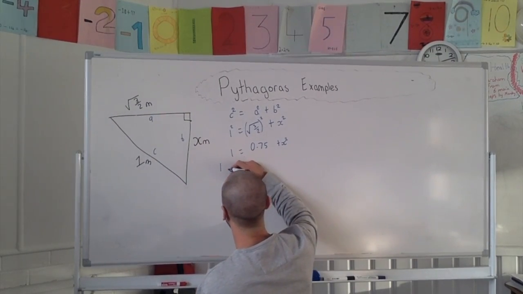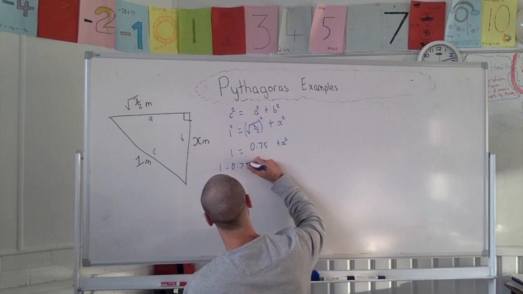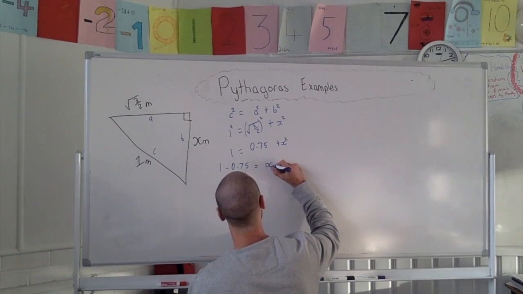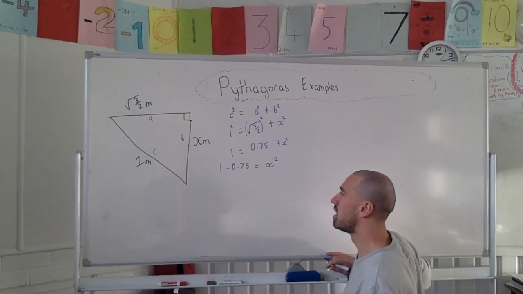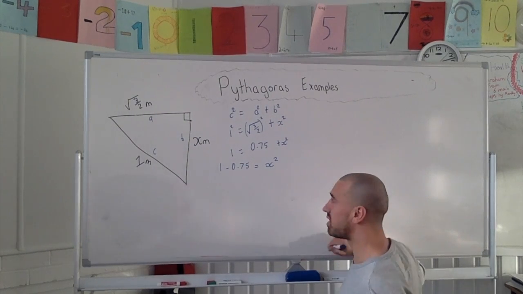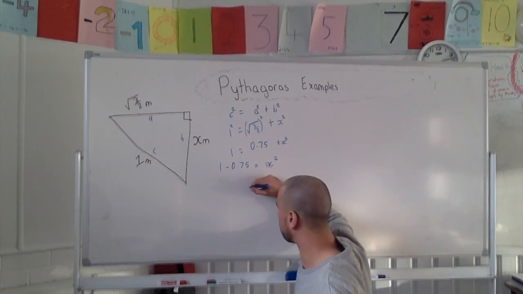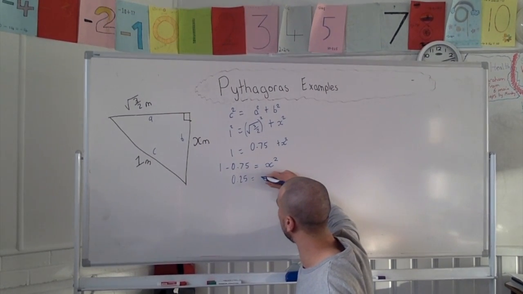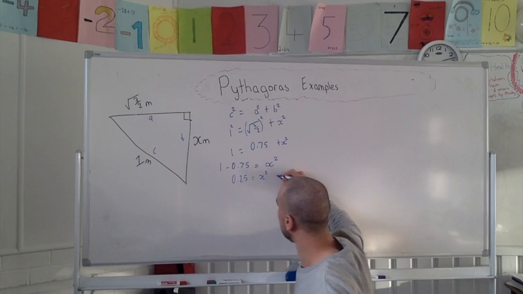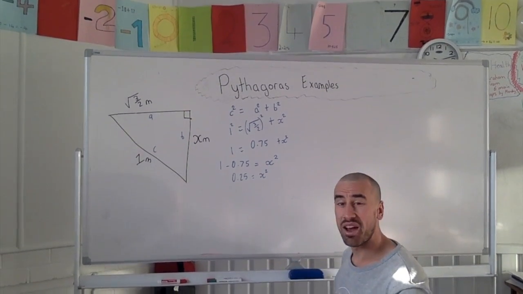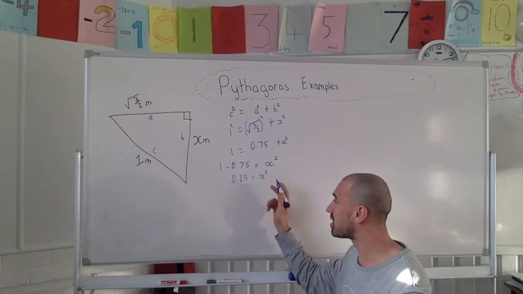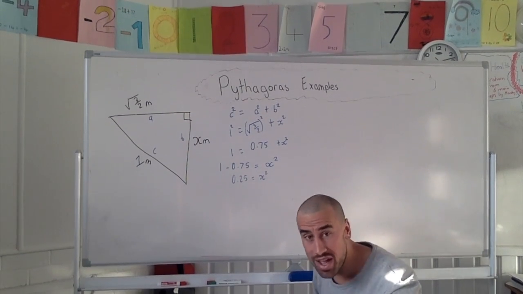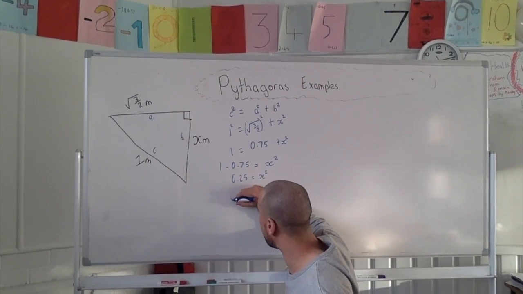So we go over here, 1 minus 0.75 equals x squared. So again, we're going through all these steps. So over here, we will go 0.25 equals x squared. Now, we want to get that x by itself. It's squared here. What do we need to do to both sides? Square root, exactly.